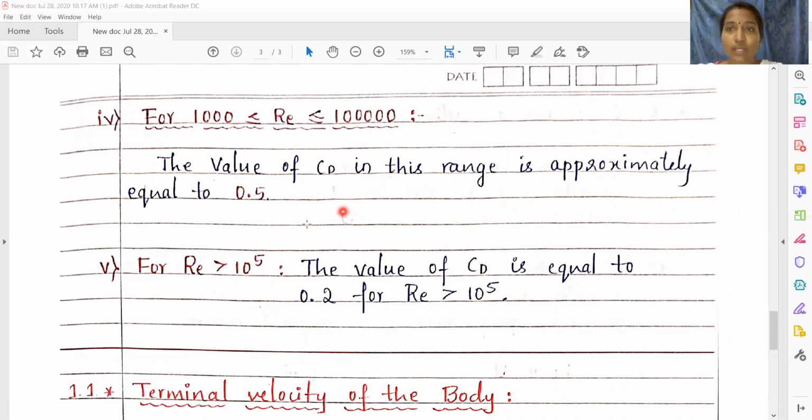Okay, so you can use all these conditions. If they give these conditions in the question, you can directly assume the CD value as mentioned here. Or in another case, they may directly give you the CD value for the calculation purpose.